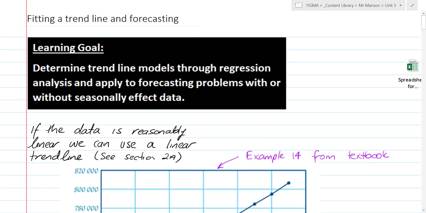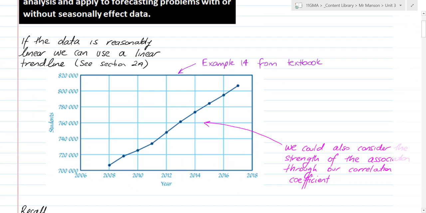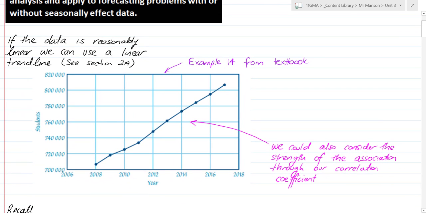But before we do the seasonalized data, we're going to talk about just forecasting for very simple data. So here's an example. It says year and students, so it could be something like the number of schools in Queensland each year from 2008 through to 2017. I've taken this graph straight from the textbook, so it's in your textbook, and there's an example associated. This is a fairly linear trend, which means that we could build a linear regression of this trend.